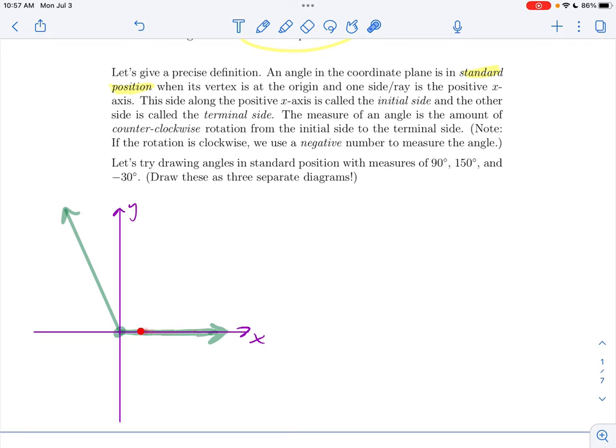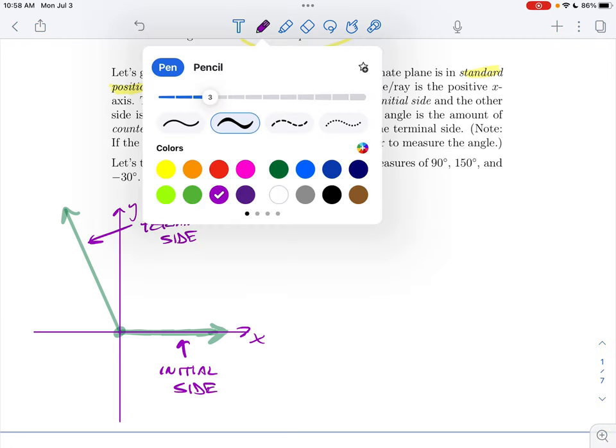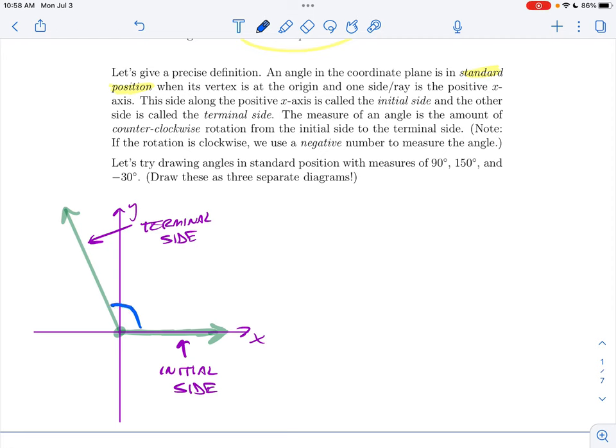One of the sides points exactly to the right, starting at the origin and following the positive x-axis, and the other goes in any other direction we like. I guess it doesn't even have to be another direction. This side we will call the initial side. We think of that as the beginning, and this one we will call the terminal side. We think of that as the end. And we're going to think of this angle as having a certain amount of rotation. We rotate from one to the other.